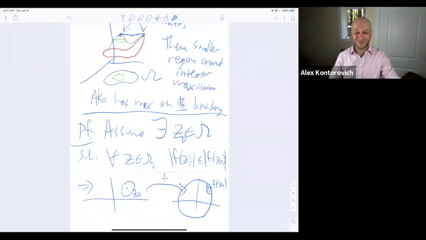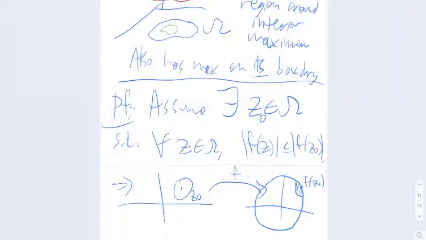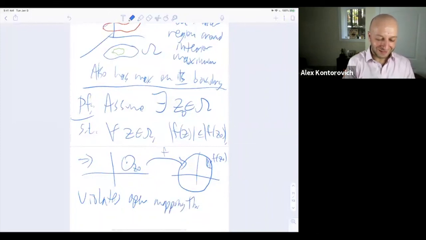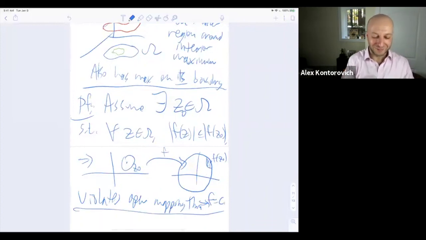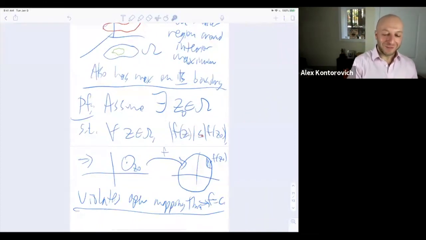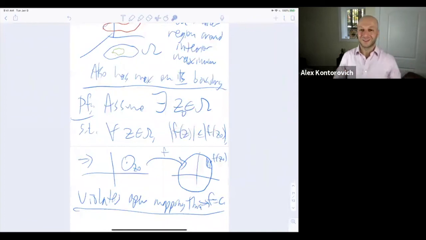And what's wrong with that? It violates the open mapping theorem. The way that it violates the open mapping theorem is that it implies f is constant. So it certainly can happen that there's a maximum on the interior, but if there's a maximum on the interior, then the function is constant.